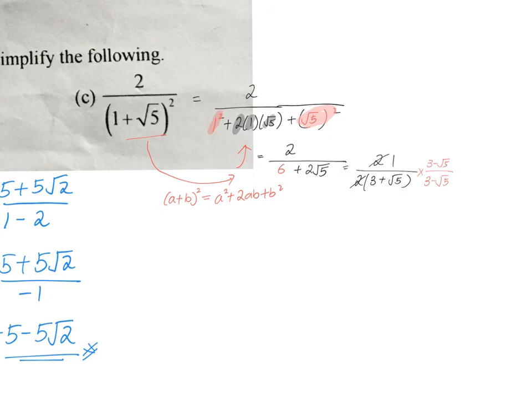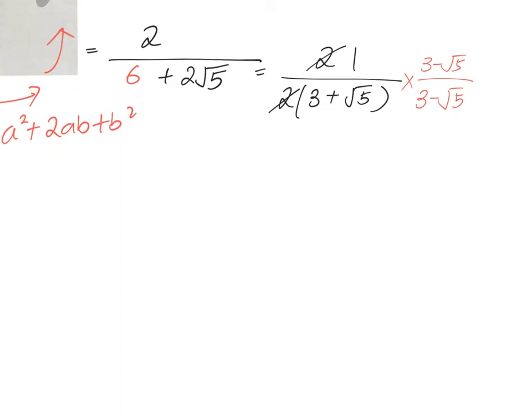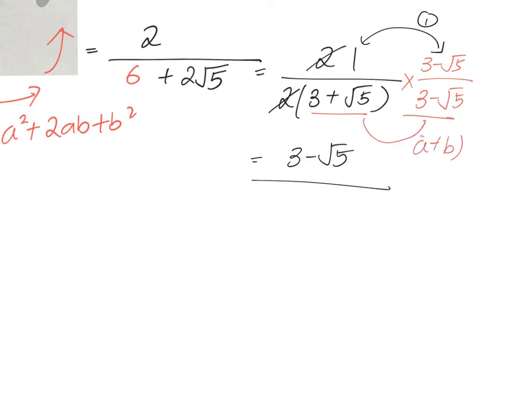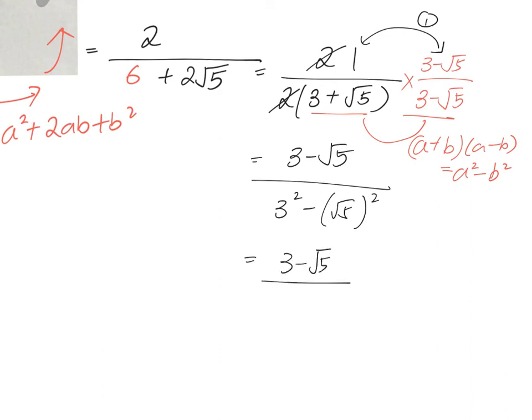Okay, so 3 minus square root 5 at the top, just multiply. The bottom, again, we are employing the fact that (a minus b)(a plus b) is equal to a squared minus b squared. So this would be a squared minus b squared, which gives us 3 minus square root 5 over 9 minus 5, which is 4. Okay, we are done.